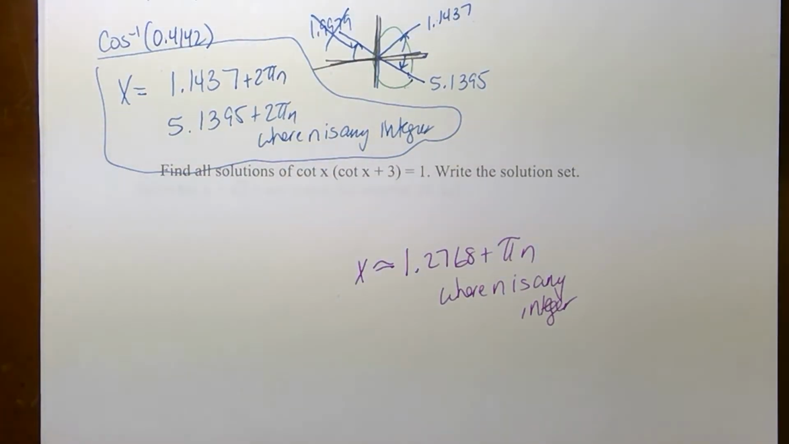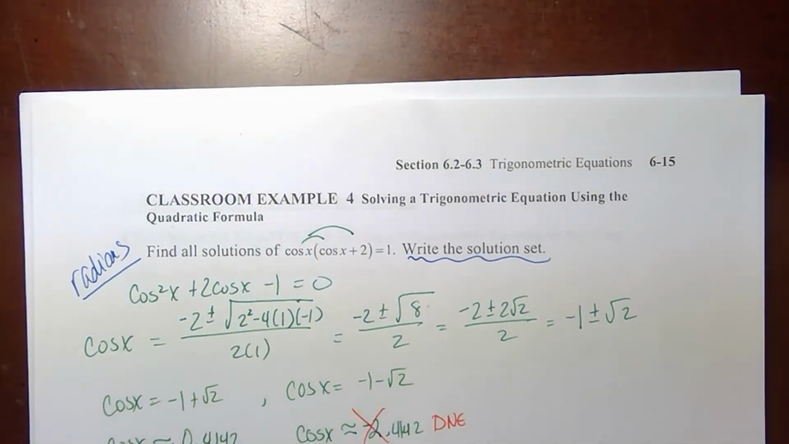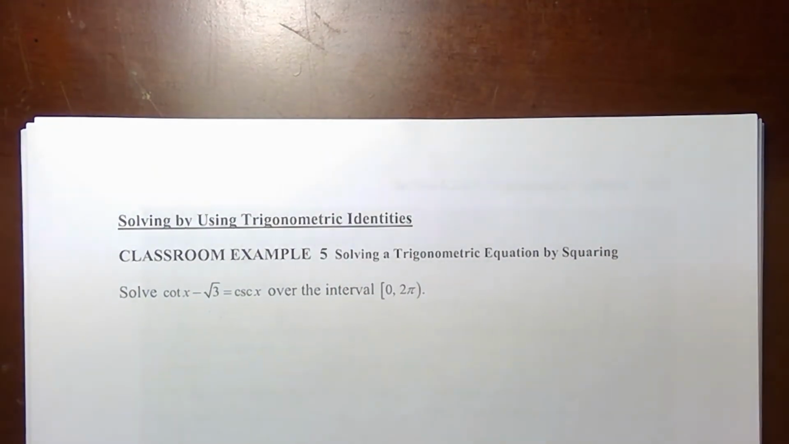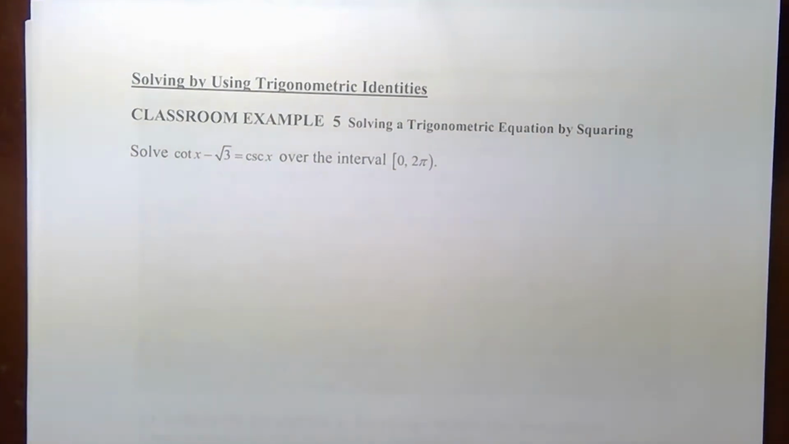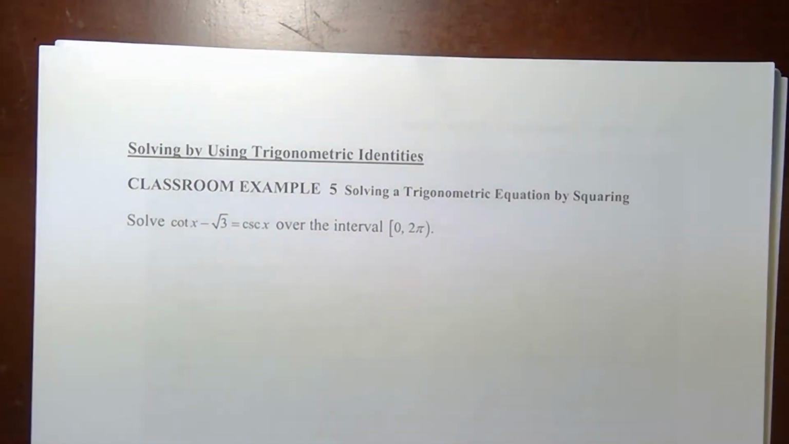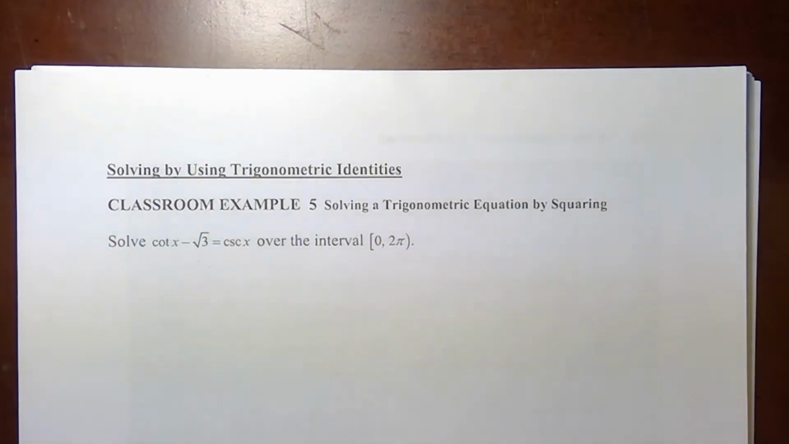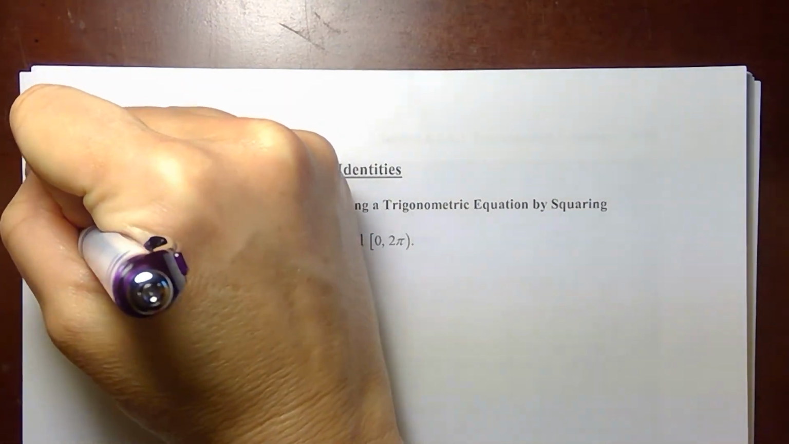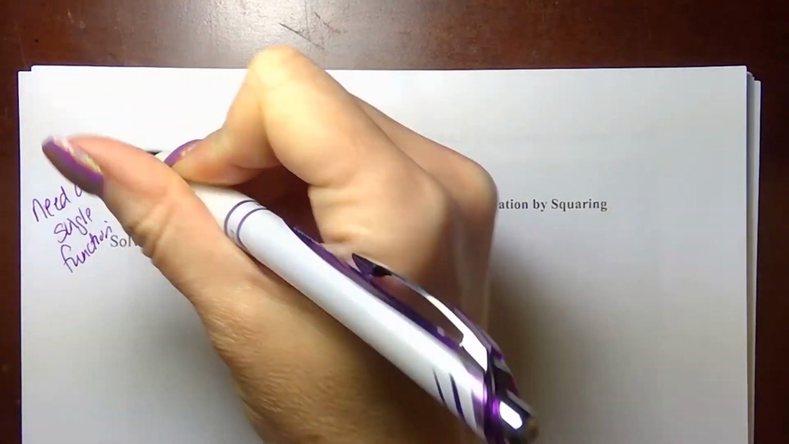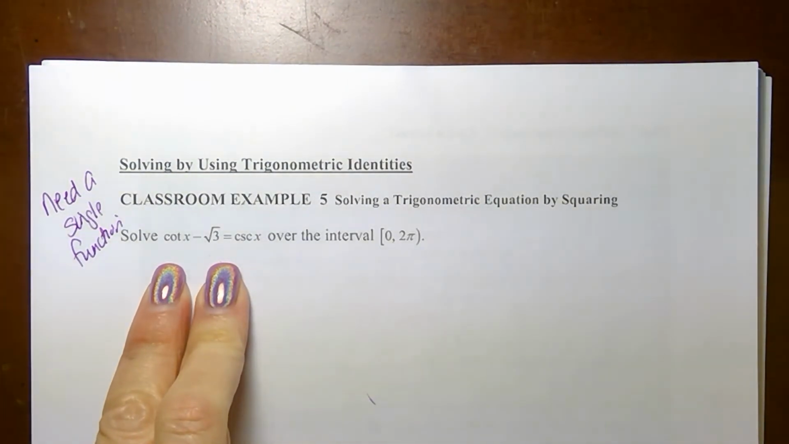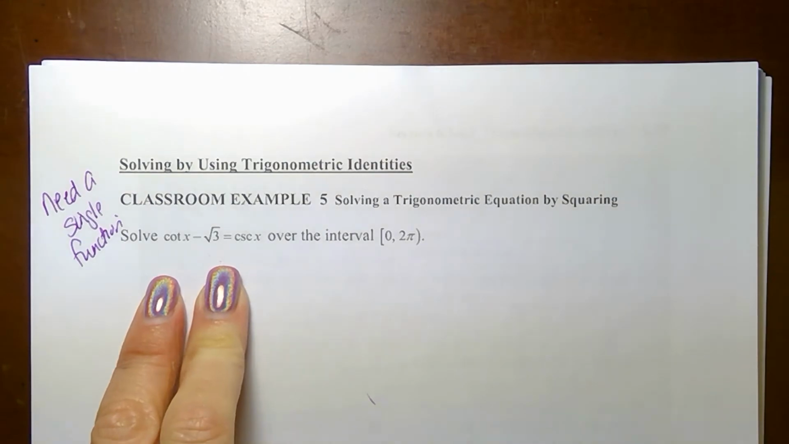Okay, let's look at example 5. In example 5, we are solving using trig identities. So now we're not able just to use the algebraic processes that we are comfortable with. Now we're going to be looking back at our identity sheets to see what we can use to solve. Something to remember, you are going to need a single function. So you're going to want to move toward everything in terms of sine or everything in terms of cosine, or in this situation, everything either in terms of cotangent or cosecant, but you can't have those two separate functions there to solve for very well.